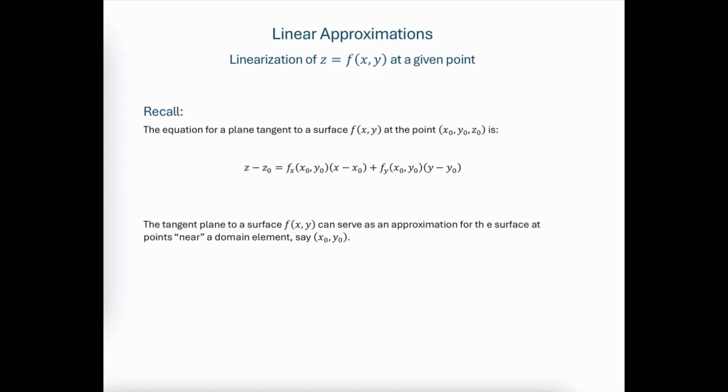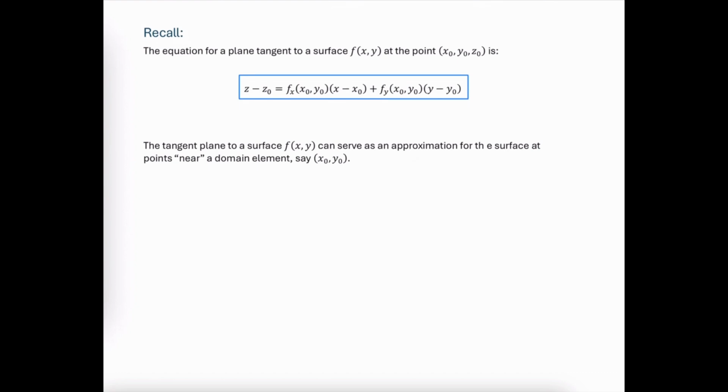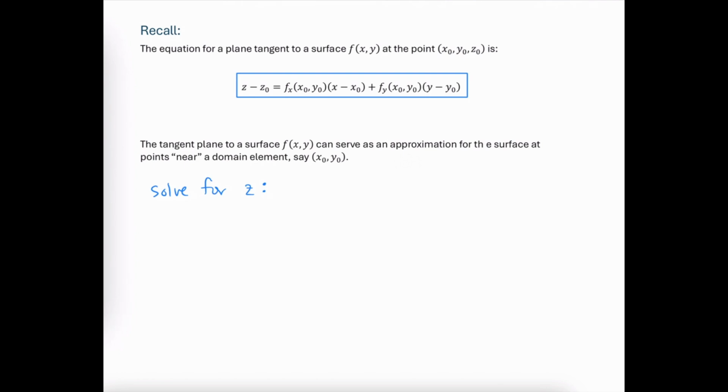This is an explanation, an example of finding the linear approximation for a given surface, which can also be called the linearization of that surface at a given point. Let's recall the equation of a tangent plane that can be expressed using the partial derivatives. And if we were going to take this equation of the tangent plane and solve it for z, we get a formula that we're going to use for that linear approximation.